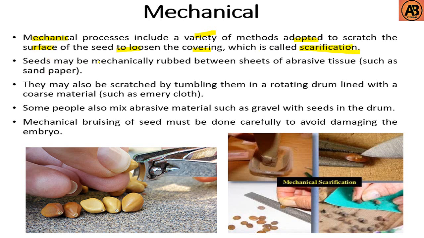Seeds may be mechanically rubbed between sheets of abrasive tissue such as sandpaper. They may also be scratched by tumbling them in a rotating drum lined with a coarse material such as emery cloth. Some people also mix abrasive material such as gravel with seeds in the drum. Mechanical brushing of seed must be done carefully to avoid damaging the embryo.